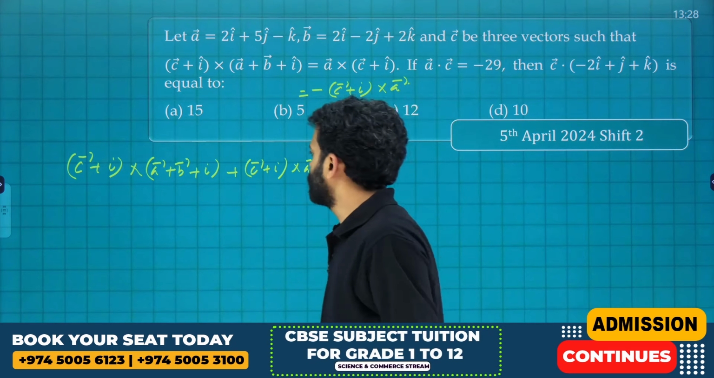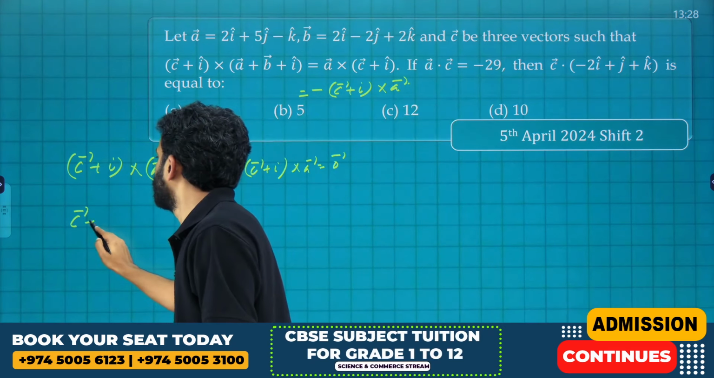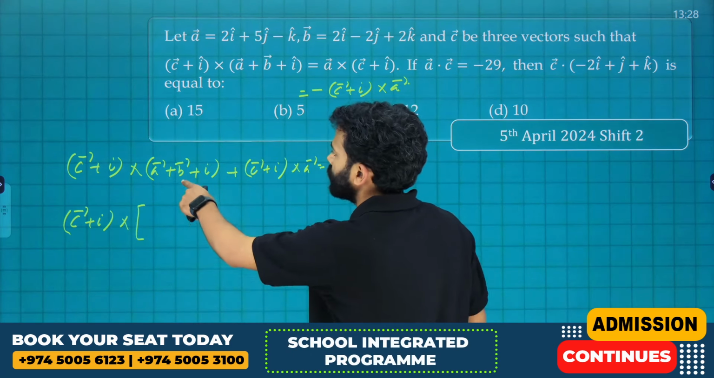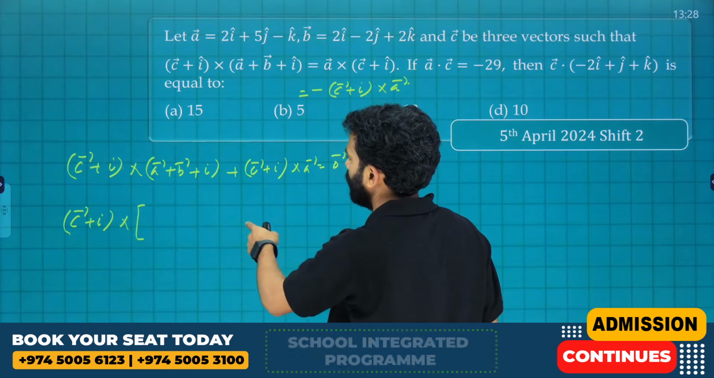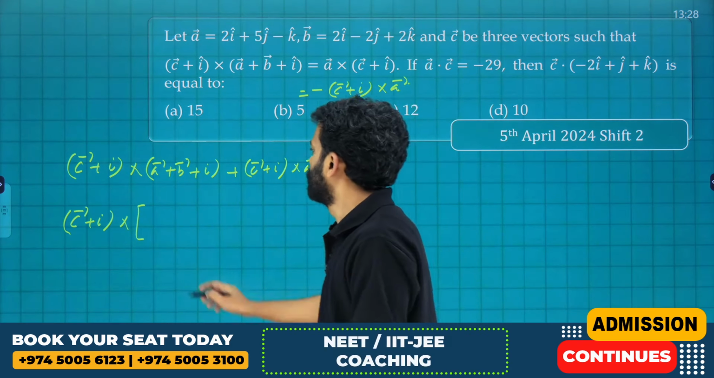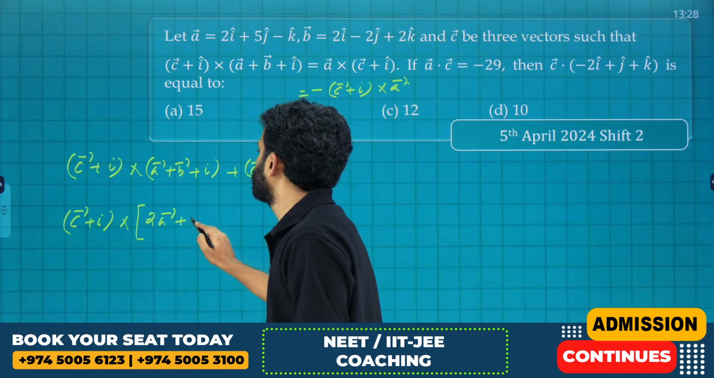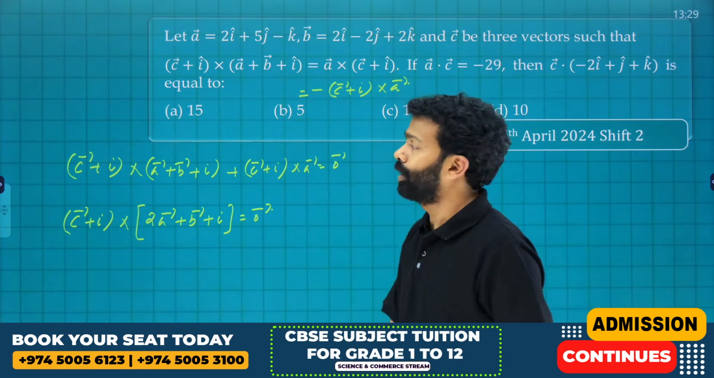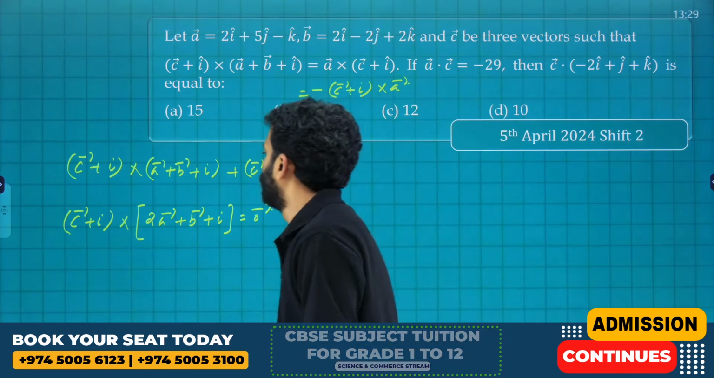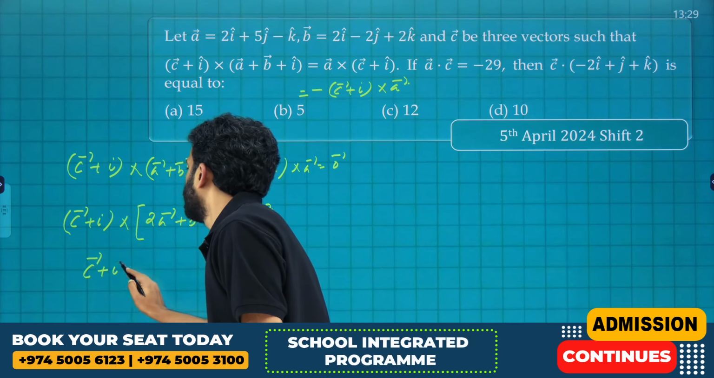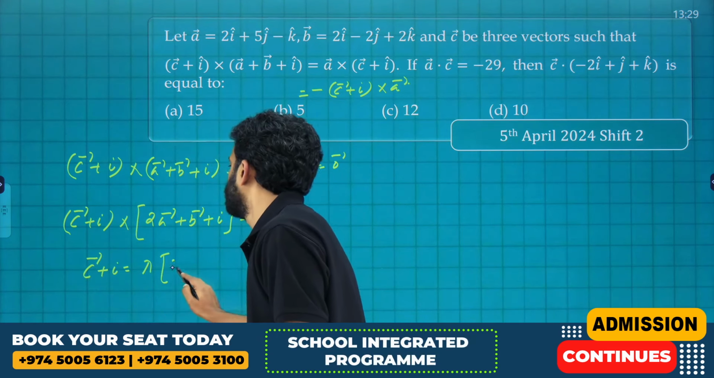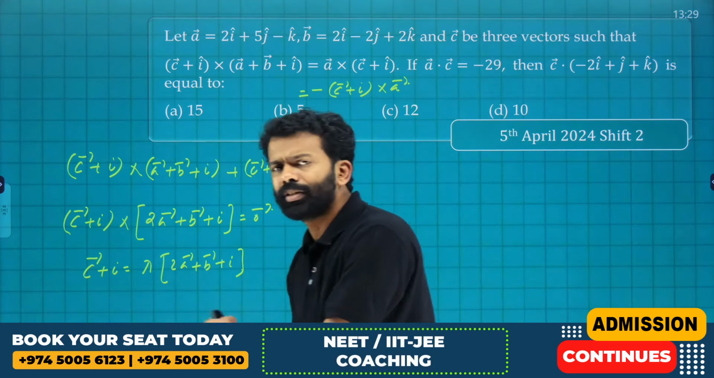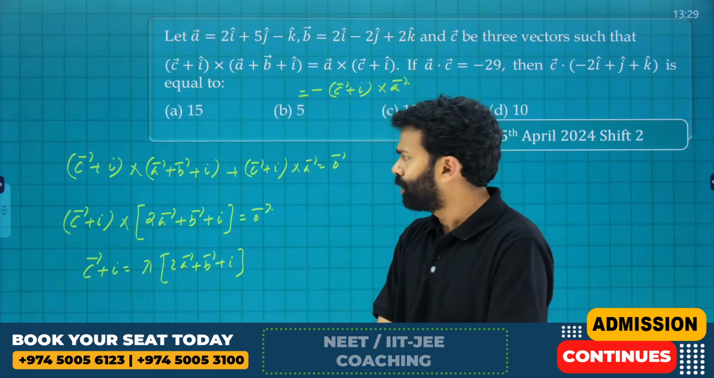So we can take vector C plus vector I as common. That is (vector C plus vector I) cross C. Cross becomes vector A plus vector B plus vector I plus vector A. That is 2 vector A plus vector B plus vector I, which is equal to 0 vector. I hope you are getting the idea here. Therefore, vector C plus I is equal to lambda into (2 vector A plus vector B plus vector I). And vector C is equal to lambda into this minus I, that we can perform later.